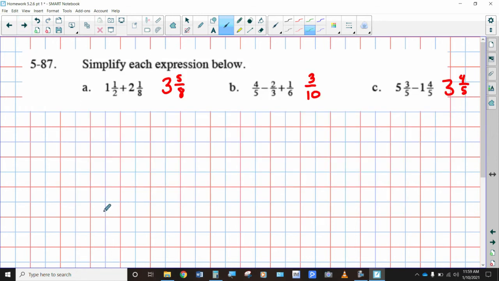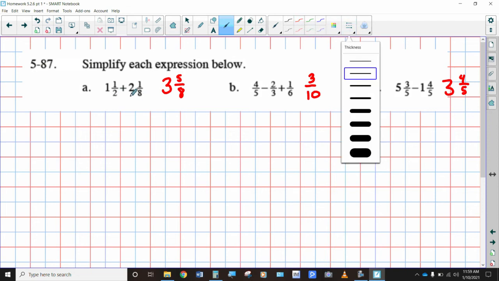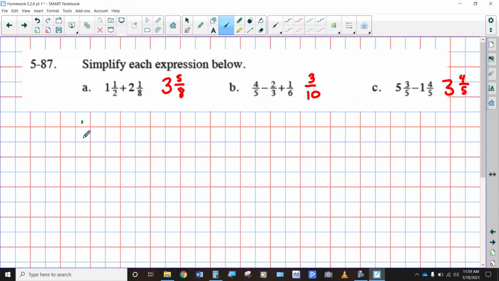And now for some fraction problems. When you're adding fractions together, you need common denominators. So the first thing I would do for these problems is rewrite them so that they have common denominators. So for instance, 1 1/2, if I change that to 1 4/8, now I can add it to 2 1/8 and just add the fraction parts together, add the whole number parts together, and we get our final answer.